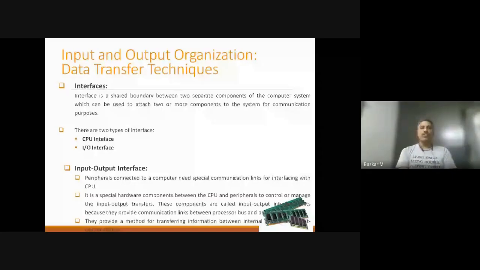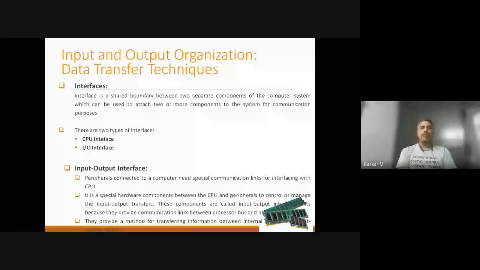The interface is a shared boundary between two separate components of the computer system, which can be used to attach two or more components to the system for communication purposes. So it's going to be a connecting point by which more than one component can connect together and communicate with each other. Through this communication, they can share information. So that is the use of the interface.